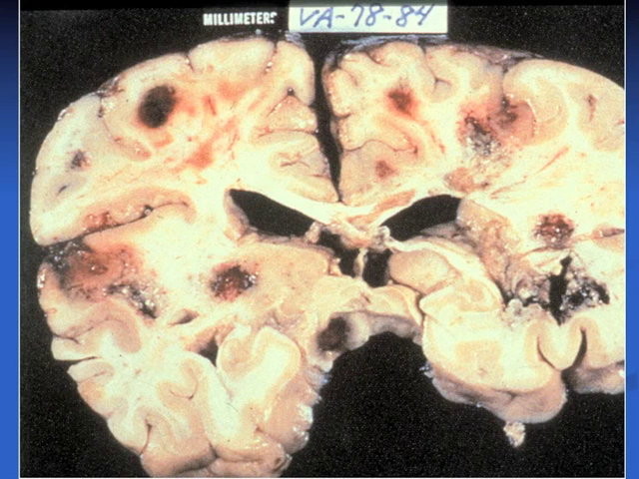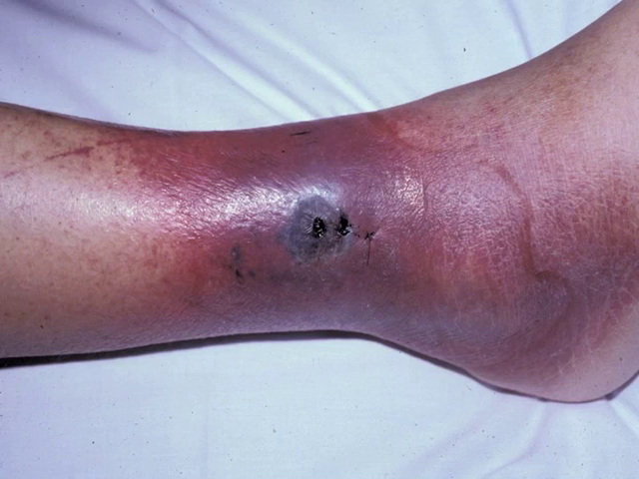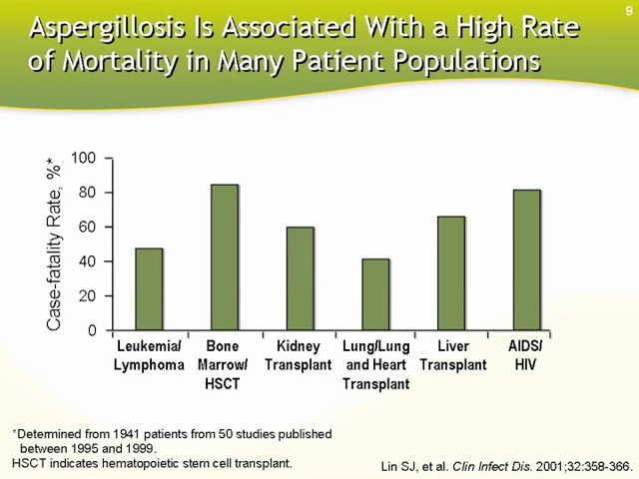This is an example of aspergilloma in the brain, unfortunately. You can see all the hemorrhage that's occurring. This is a cutaneous aspergillosis associated with a traumatic inoculation in an immunocompromised patient.